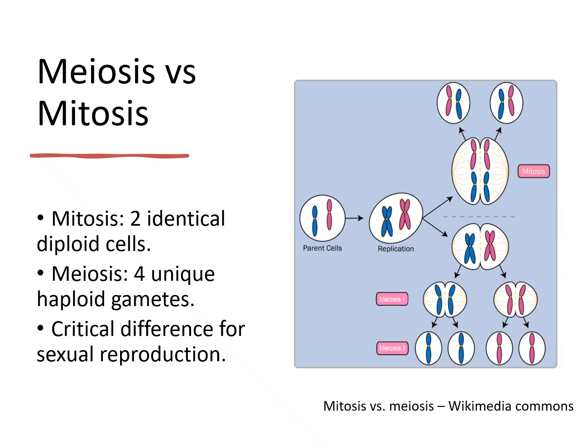Unlike mitosis, which produces identical diploid cells, meiosis produces genetically diverse haploid gametes. This difference is critical for sexual reproduction.